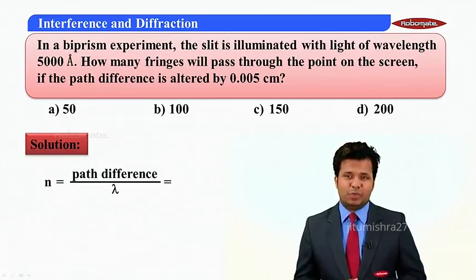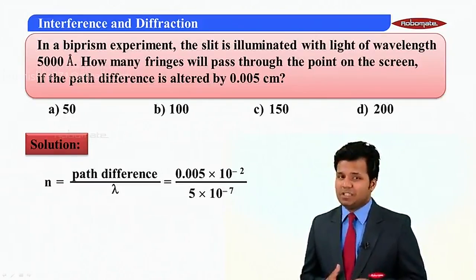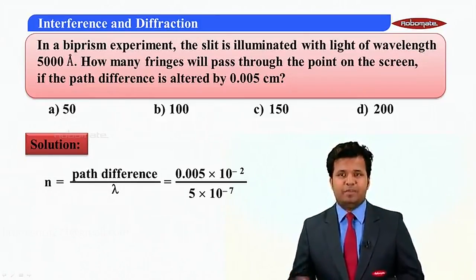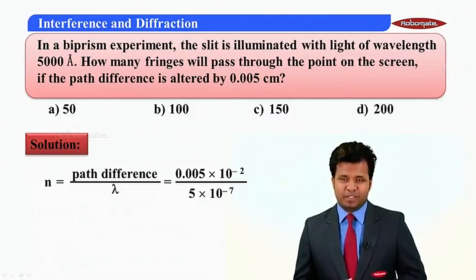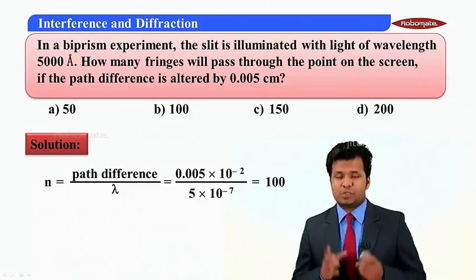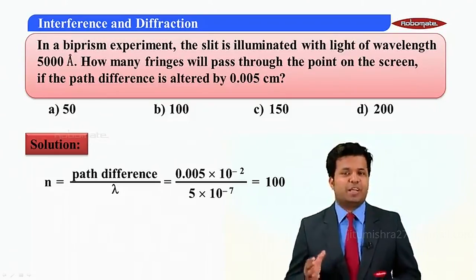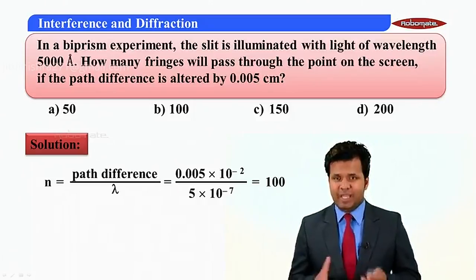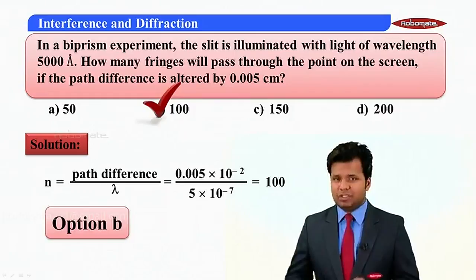Now the path difference here is 0.05 centimeter, so it is converted into meters by multiplying by 10 to the power minus 2, and this is divided by the wavelength converted to meters as 5 into 10 to the power minus 7. On solving this, we get n is 100. So students, it is clear that the number of fringes that would pass through this point on the screen is 100. So option B is the answer for this question. Let us move to the next one.